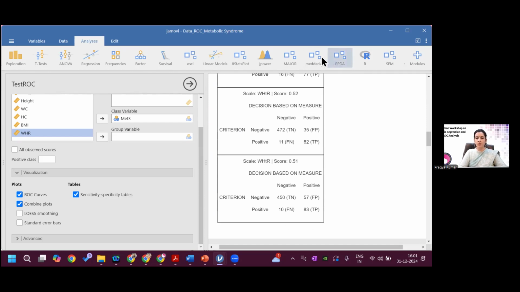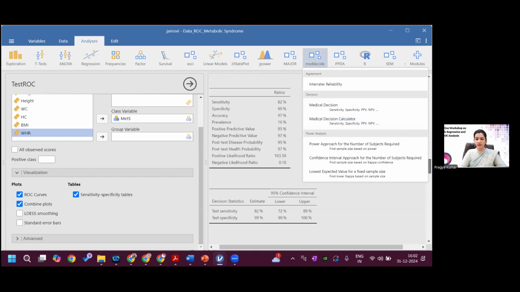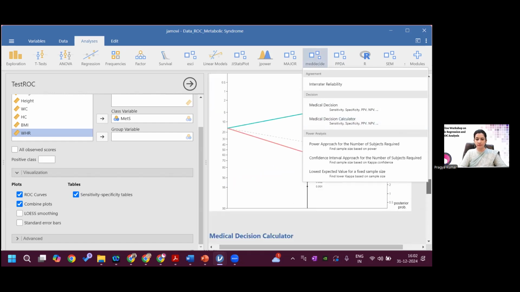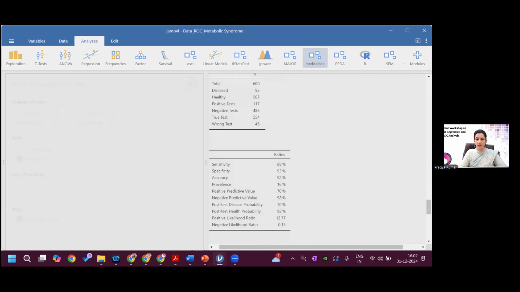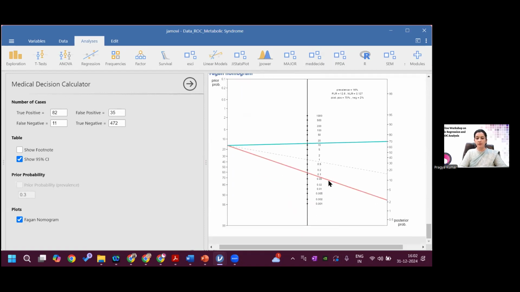And then go to the med-decide. In the med-decide, you have to use this medical decision calculator. Click on this, the way we have seen. This one. And here you have to enter the same: true positive, false positive, true negative, and false negative. It plots the Fagan's nomogram. This one. You can copy and paste it in your manuscript.